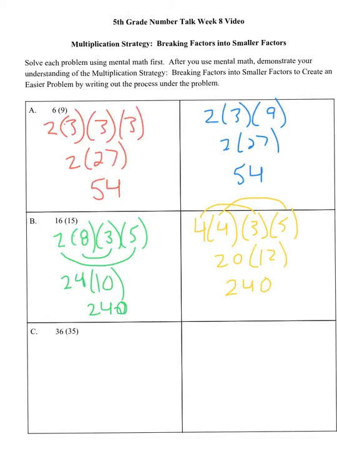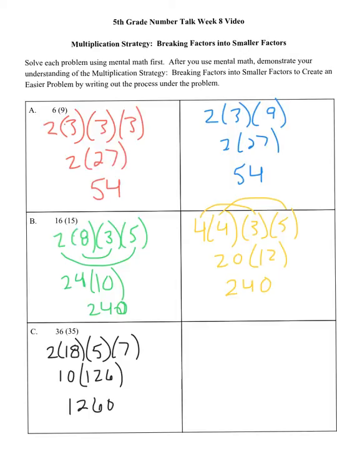Another way we can look at it is if we have 36 35s. Well, we could recognize that 2 times 18, 5 times 7. So if we do this, we have 2 times 5, again, associative property applied, is 10, and then 18 sevens. Well, for me, 18 sevens, I do 7 times 10 is 70. 7 times 8 is 56. 70 plus 56 is 126. So then I'd be left with 1,260.